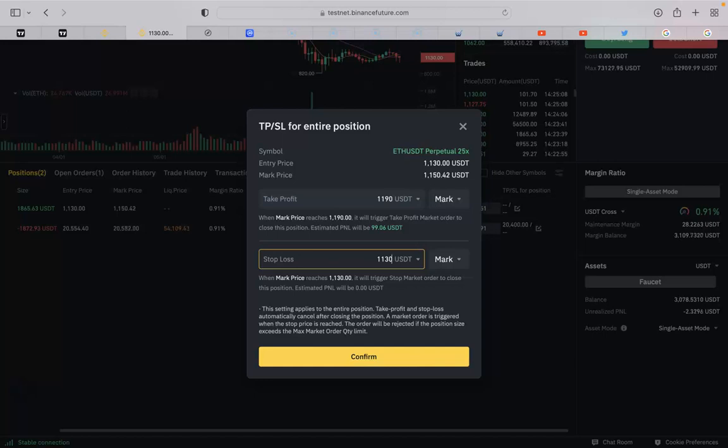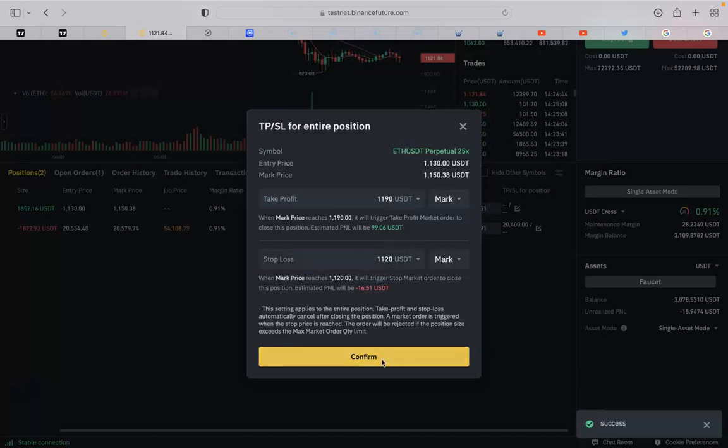It's saying that you're not going to lose anything. So let me try a lower one. Okay, so let's assume it's 120 we're using. So at 120, you're going to be losing $16 for $99. So it looks like a good risk to reward plan. If you're risking $16 for $99, it's a good one.